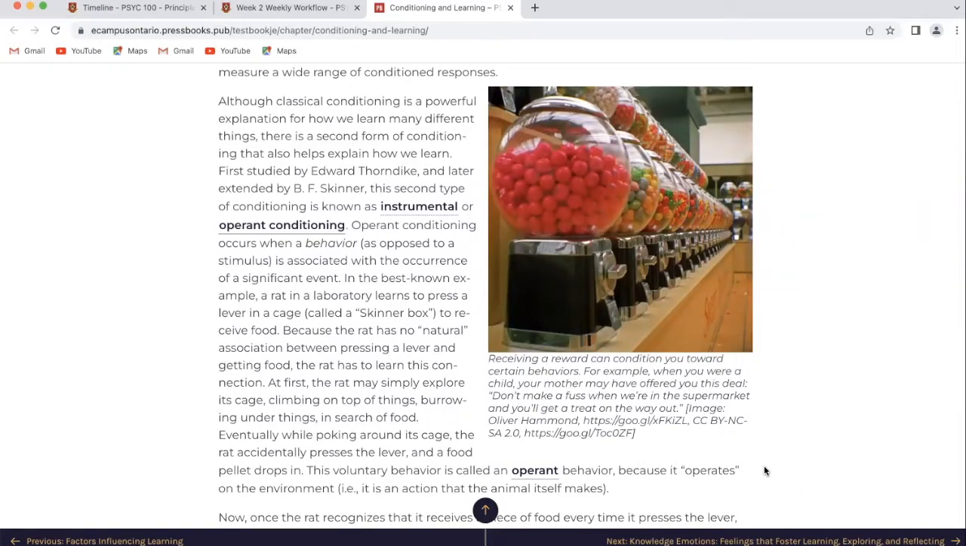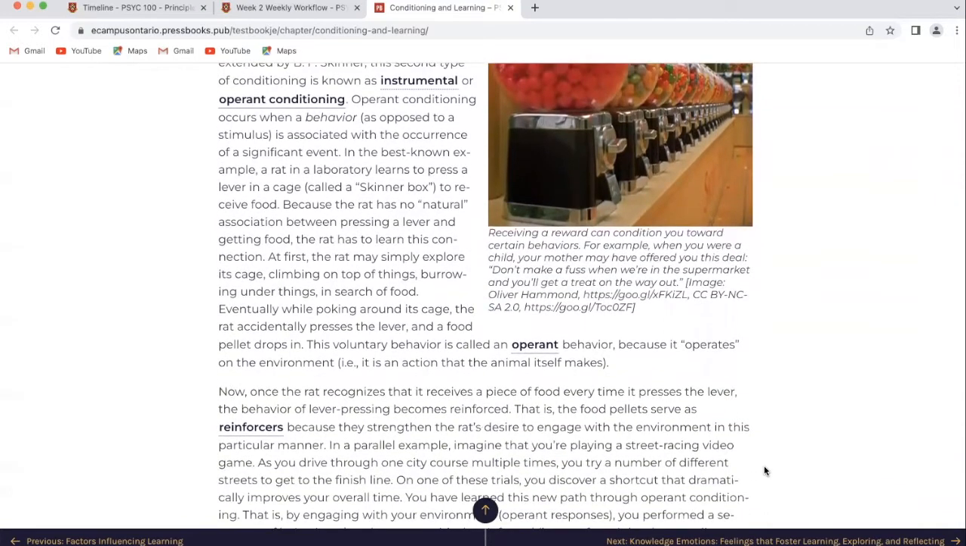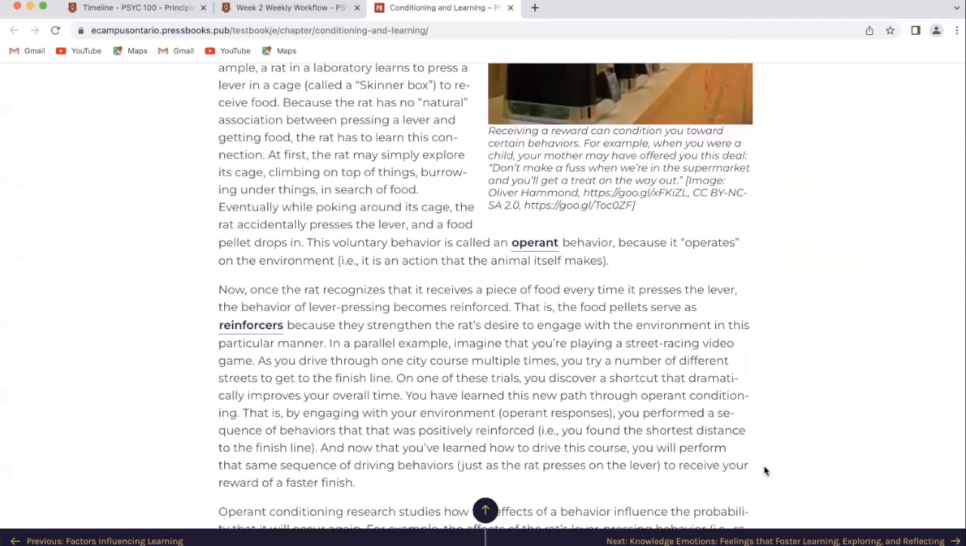In the best known example, a rat in a laboratory learns to press a lever in a cage to receive food. Because the rat has no natural association between pressing a lever and getting food, the rat has to learn this connection. At first, the rat may simply explore its cage, climbing on top of things, burrowing under things in search of food. Eventually, while poking around its cage, the rat accidentally presses the lever, and a food pellet drops out.